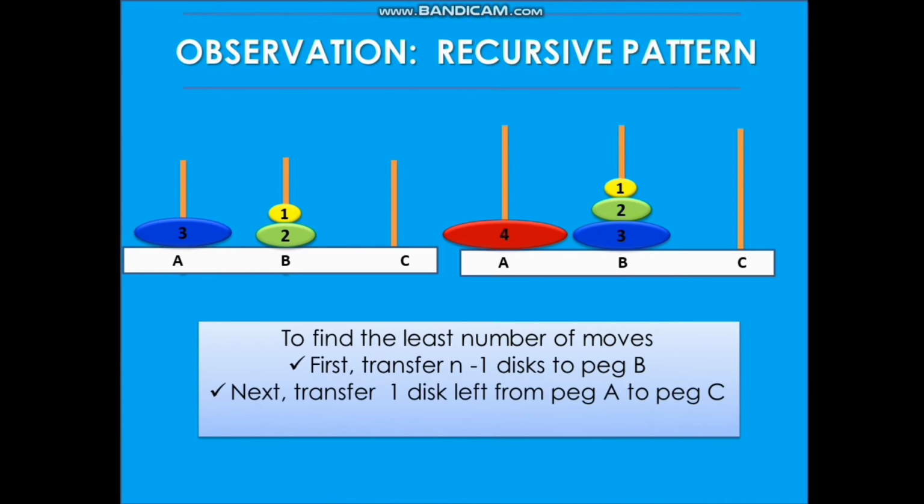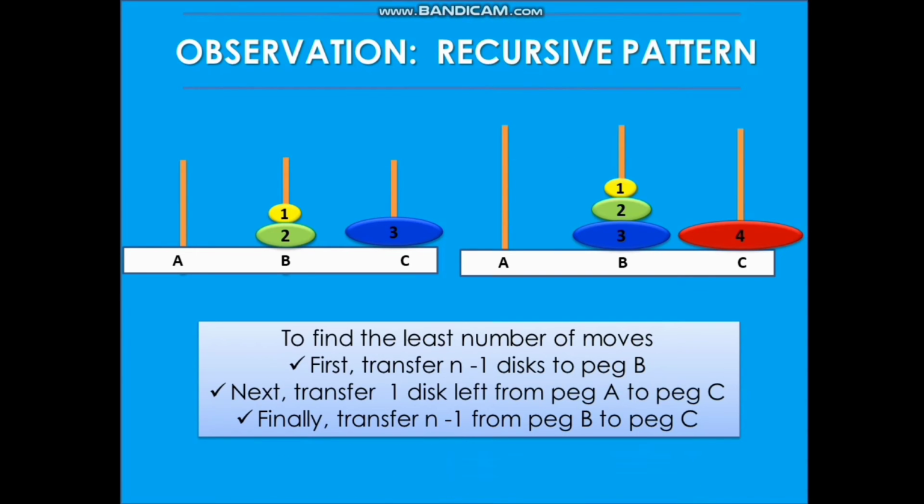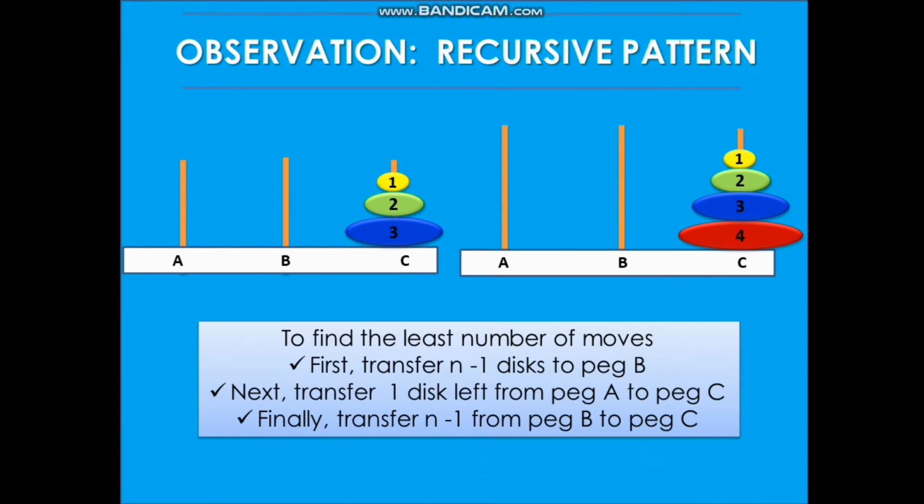Next, transfer the 1 disc left from peg A to peg C. So it looks like this. Then finally, transfer n-1 discs from peg B to peg C. So yan yung napansin natin na pattern. Yan yung process na kailangan nating sundan to find the least number of moves.